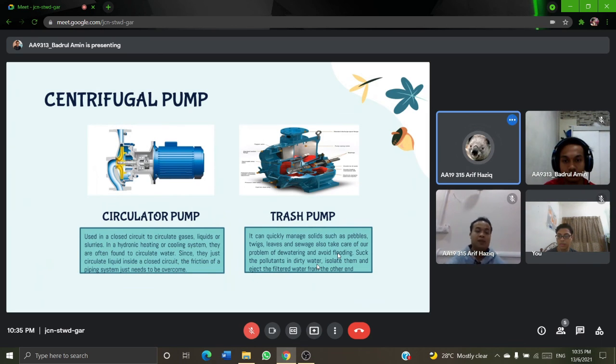The last type of pump is the trash pump. Trash pumps are designed to pump large amounts of water that contain hard and soft solids such as mud, leaf, twig, sand, and sludge and avoid flooding. It also sucks the pollution in dirty water, isolates them, and ejects the filtered water from the other end. Most devices are portable. Heavy-duty centrifugal pumps that feature deeper impeller vanes and larger discharge openings than other pumps. Trash pumps, which are capable of processing material with suspended particles that would clog other centrifugal pumps, can move hundreds or even thousands of gallons per minute.